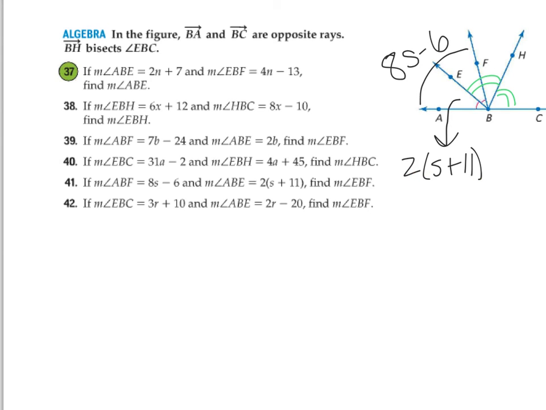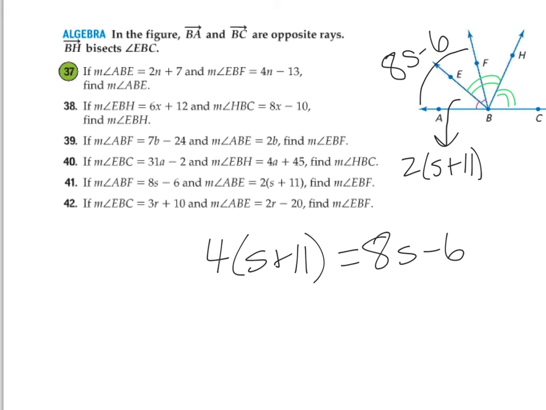So what we're going to do is take this 2 times s plus 11 and double it and set that equal to the whole angle ABF, which measures 8s minus 6. So if I'm going to take this expression and double it, doubling something just means multiplying it by 2. So we would have 4 times s plus 11 is equal to 8s minus 6. All right, so there's the setup, and I'll leave it to you to finish, solve for s, and then be sure and plug that back in to get your final answer.